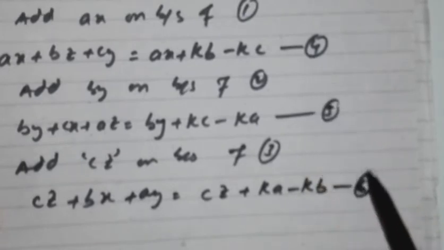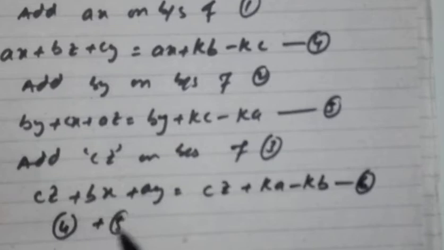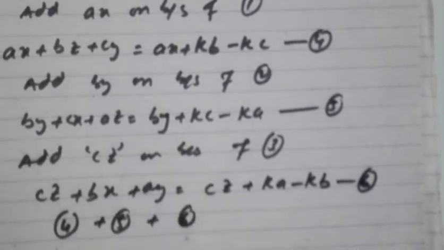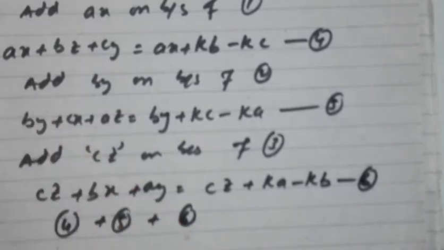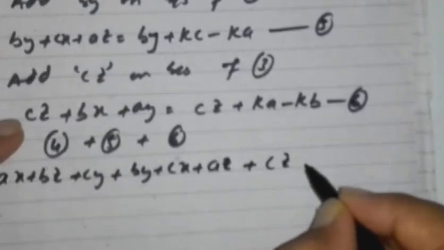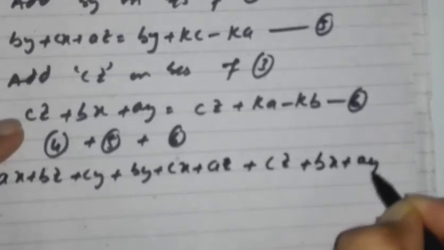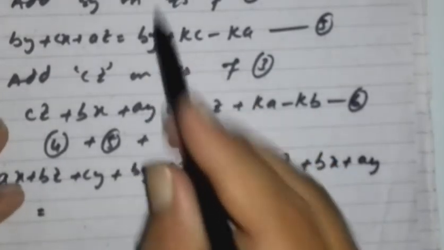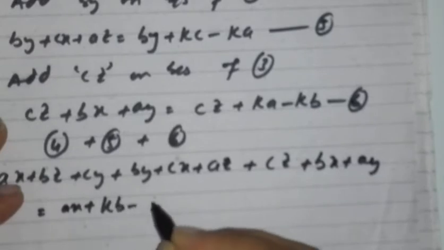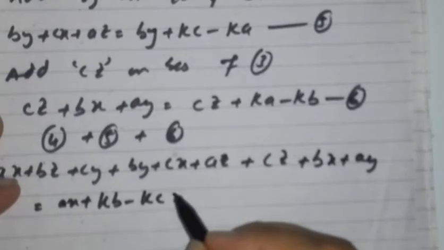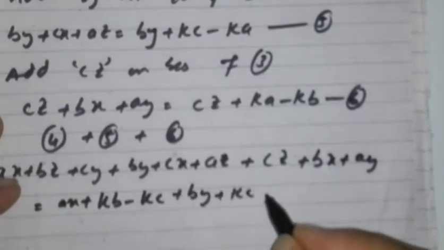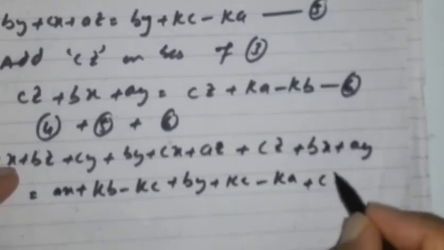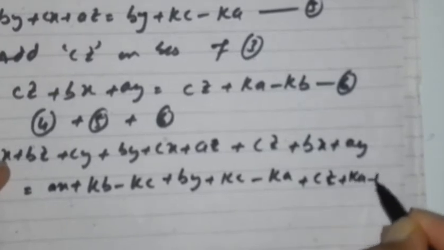Now add 4, 5, 6. Equation 4 plus equation 5 plus equation 6. Left side with left. So first of all, I am going to add the left side. So here ax + bz + cy + by + cx + az + cz + bx + ay equals, now the right side, ax + kb − kc + by + kc − ka + cz + ka − kb.